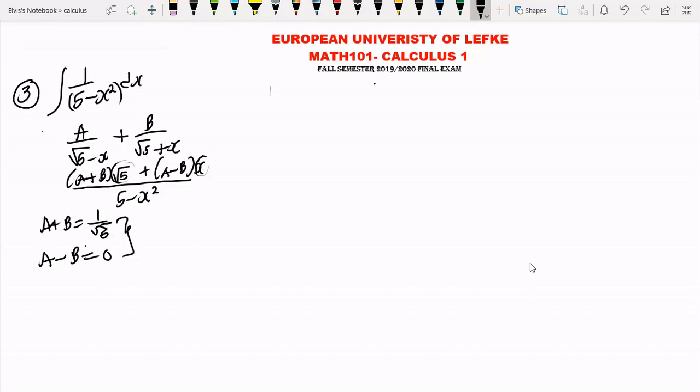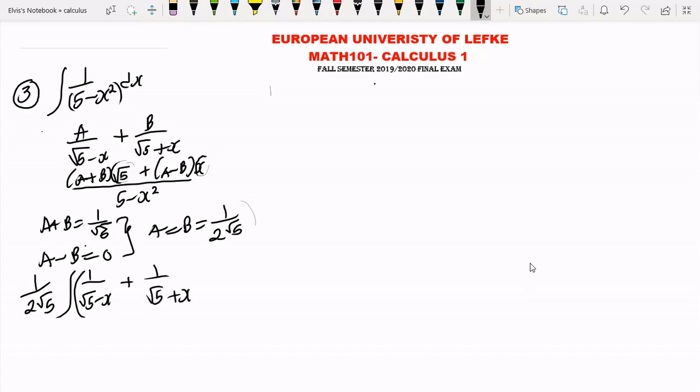So guys, if we evaluate this, we're going to find out that a is equal to b, which is equal to 1 over 2 root 5. So we're going to place the value of 1 over 2 root 5 in place of a and b. Because these values are similar and this is a constant value, we are going to take this value outside the integral. So this is going to be 1 over 2 root 5, then multiplied by the integral of 1 over root 5 minus s, plus 1 over root 5 plus s ds.